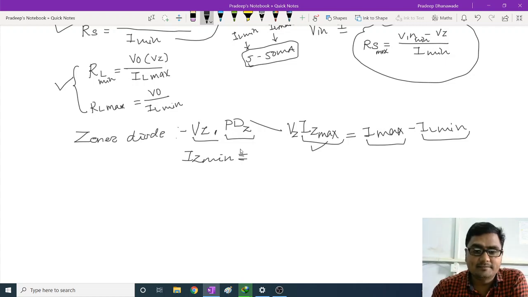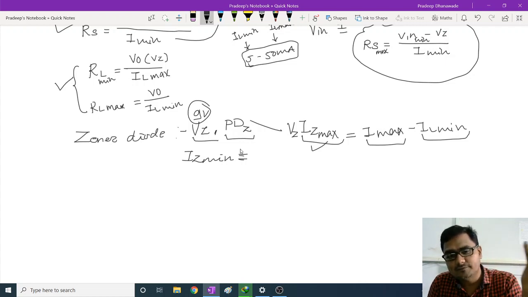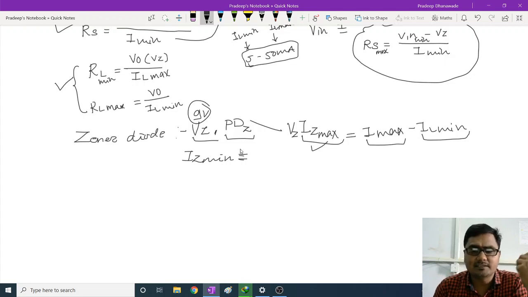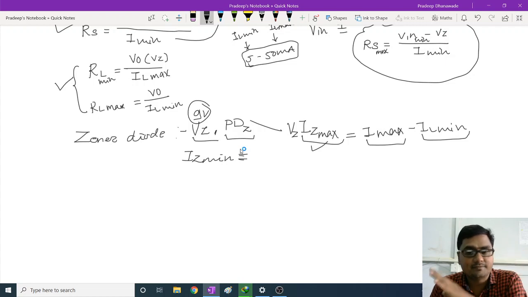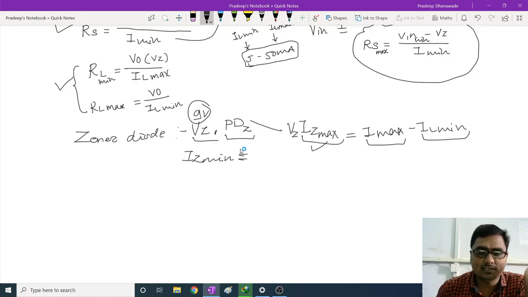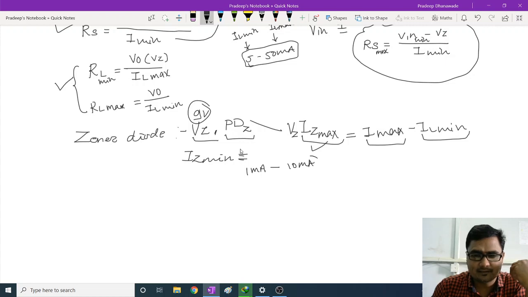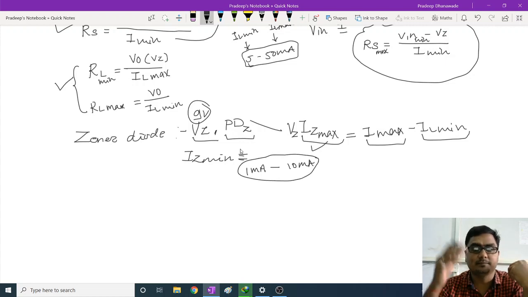For example, if the Zener voltage that you have designed is 9 volt, you have designed a Zener shunt regulator to get an output voltage of 9 volt. So to get an output voltage of 9 volt, a minimum Zener current of 1 to 2 milliampere is sufficient. So if the Zener minimum current, that is Iz minimum, is not given in the design statement, then the only alternative is to assume. So assume a value between 1 milliampere to 10 milliampere. Don't go beyond that. Don't go beyond 10 milliamperes.